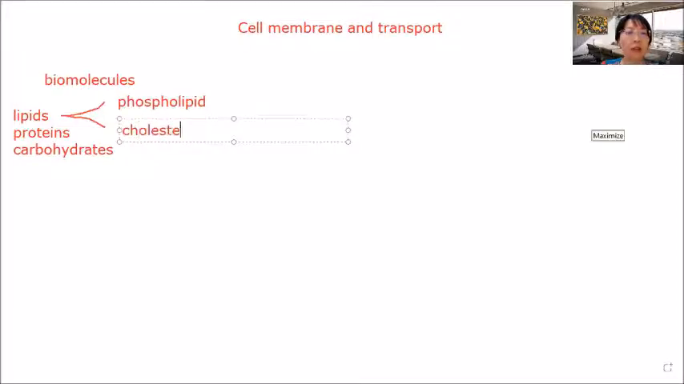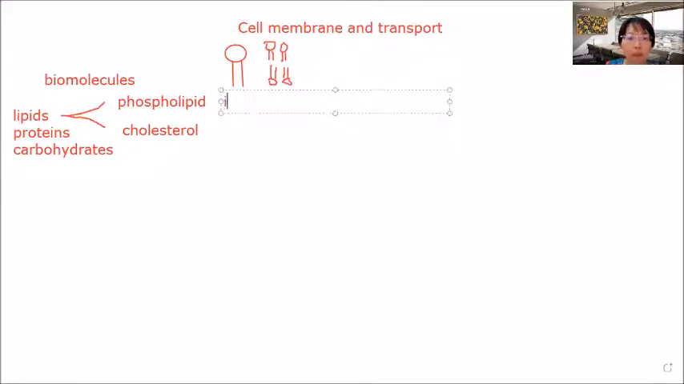Okay, so phospholipid is the main molecule that forms the membrane, because the nature of the phospholipid is that it has a phosphate head, which is hydrophilic, and a fatty acid tail, which is hydrophobic. So when we put them into water, they will arrange into a phospholipid bilayer, where the phosphate head will be facing the water on top, as well as the water at the bottom, and the tails will be facing each other, away from the water. So we get a phospholipid bilayer.